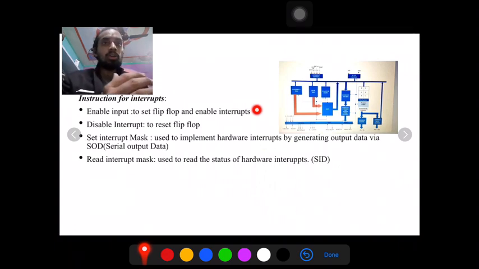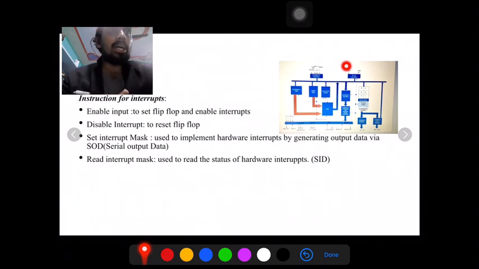Now what is your set interrupt mask? Let's say you're trying to implement some kind of hardware interrupt, like a pin, or generating your output via your SOD. SOD is basically your serial output data. So if you are trying to implement a hardware interruption, then that is your set interrupt mask.